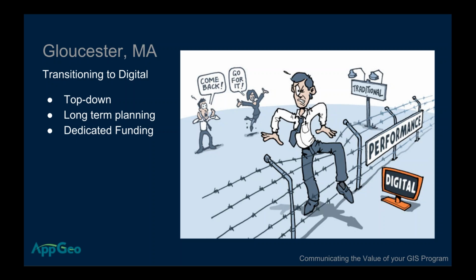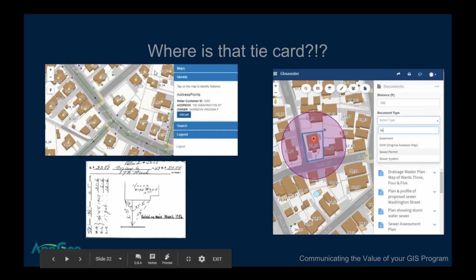So what we ended up doing, after getting that top-down buy-in and getting some funding established, was building a utility app to help them find tie cards. That was really their big challenge. They would go out in the field and often struggle to find really old infrastructure. So they were trying to gain additional efficiency by being able to access information from the field. This basically was a great success.